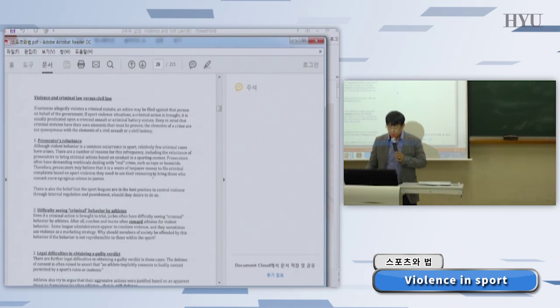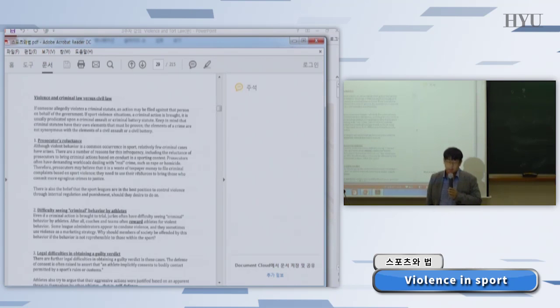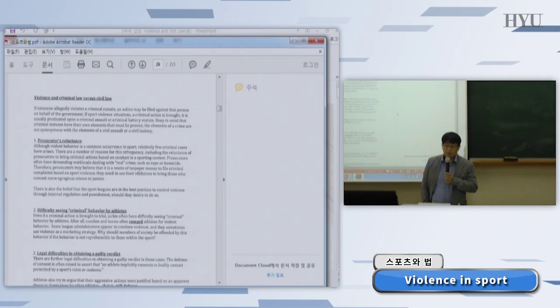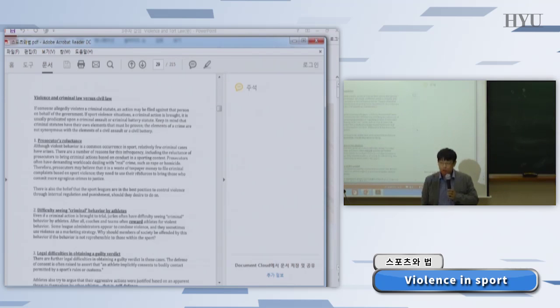Okay, so lecture note, page number 29. Violence and criminal law versus civil law. Can you give me some example of any violence caused by athletes or coaches or someone else?